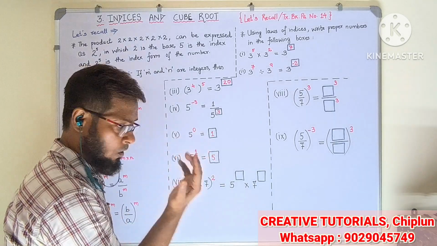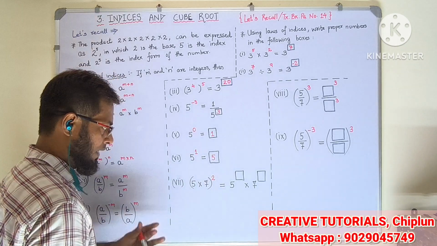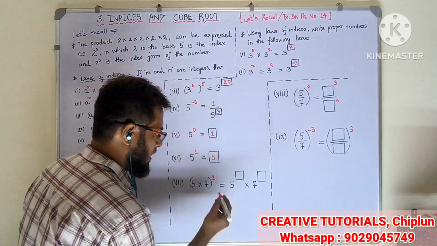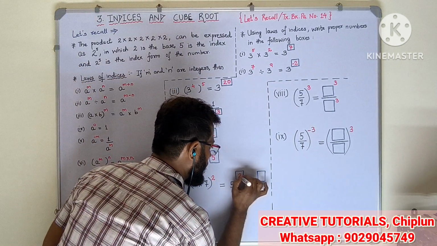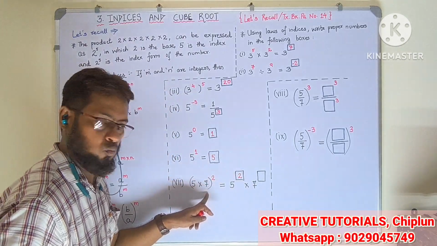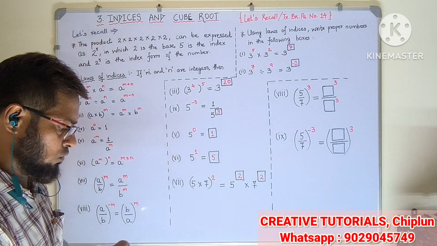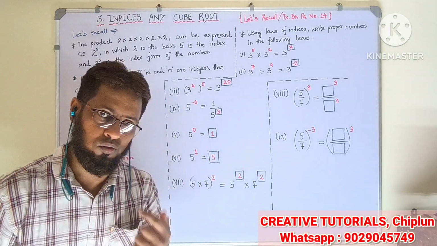As per the law, the index or power will go with both terms of the bracket. The first term of the bracket is 5, so the index goes with it, and the second term is 7, so the index goes with it as well. So this will be 2 over here. The answer is 5 raised to 2 multiplied by 7 raised to 2.